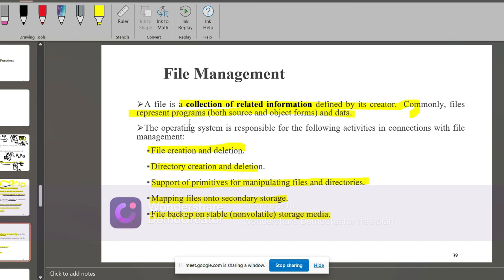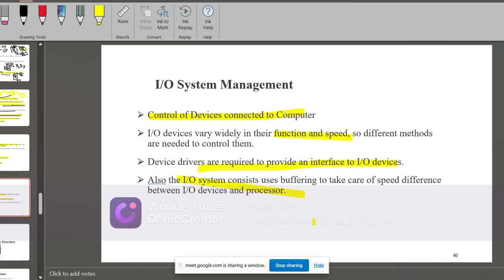So the operating system is responsible for the activities related to file management. It creates a file. After creation of that file, deletion of the file is also required. That can be done in file management. Directory creation and deletion of a directory can be done in file management. Support of primitives for the manipulation of files and directories. Mapping files onto secondary storage. File backup on stable, non-volatile storage media. All these tasks can be done in file management.